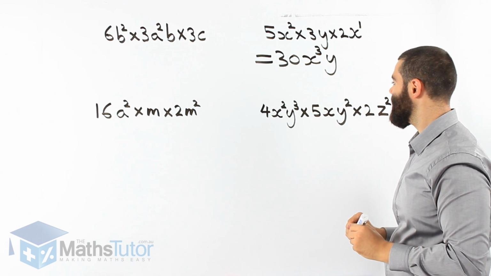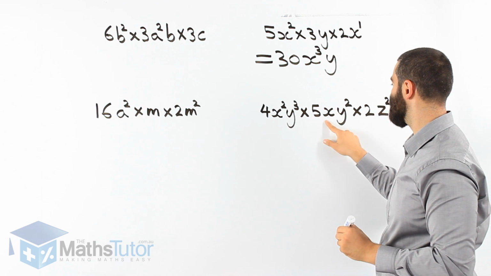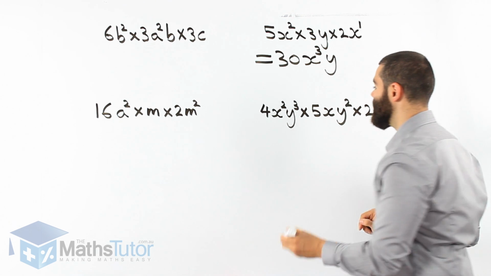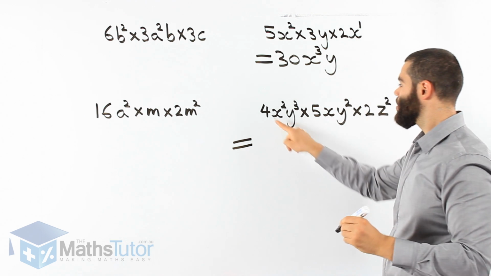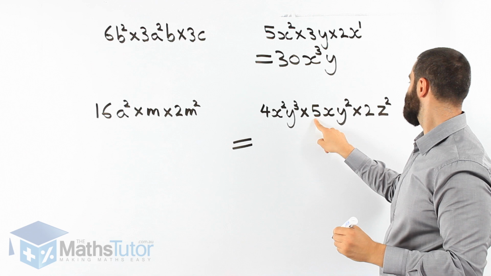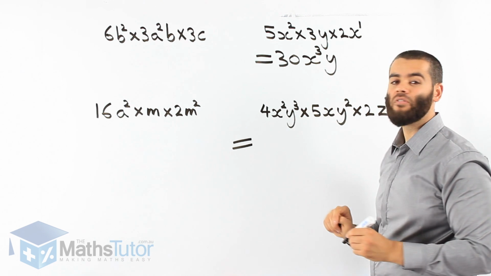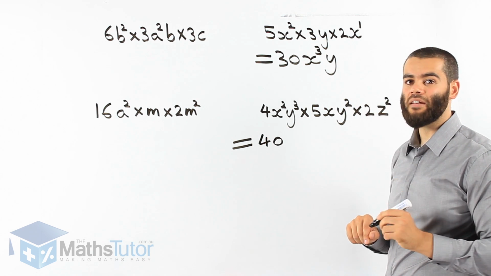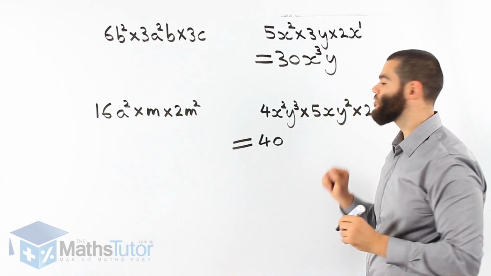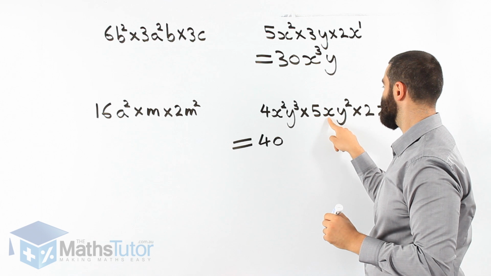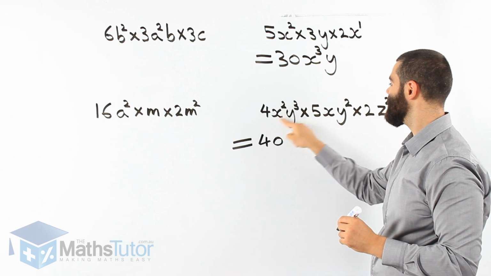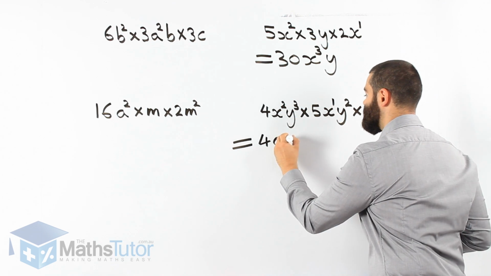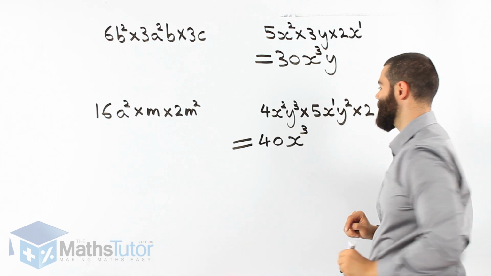Next, 4x squared y to the power of 3 times 5x y to the power of 2 times 2z to the power of 2. Again, we do the numerals first. 4 times 5 times 2. 4 times 5 is 20 times 2, 40. They're done. Now we look for our indices. We look for our same bases. x and x here. Do we have another x? No, we don't. So we add the ones with the same base. x, 2 and 1 make 3.